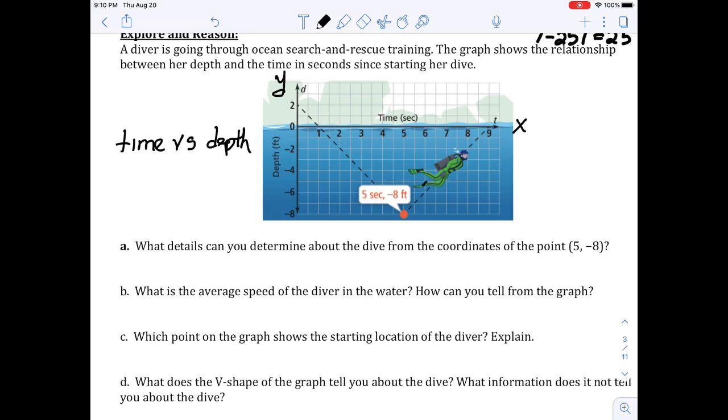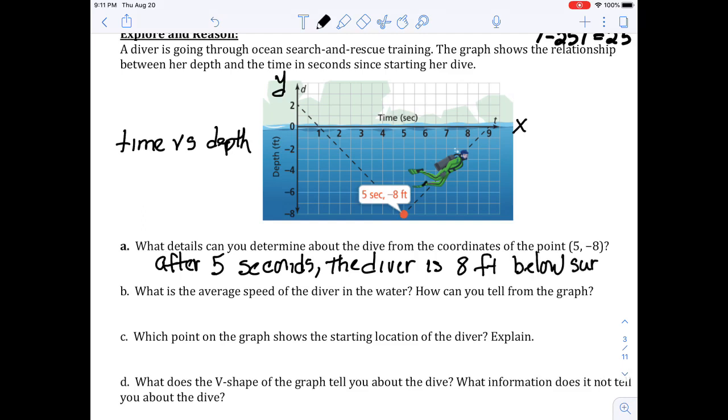So part A says, what details can you determine about the dive from the coordinates of the point 5, -8? So after 5 seconds have passed, the diver is 8 feet below the surface of the water. And that is the lowest point that the diver reaches. In fact, we would call that the minimum point on this graph.